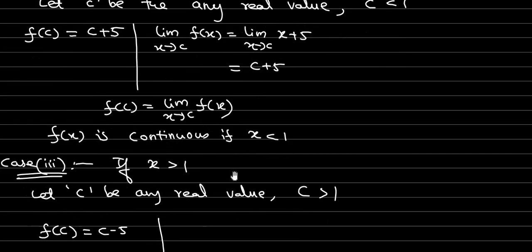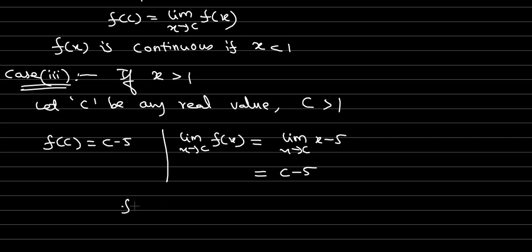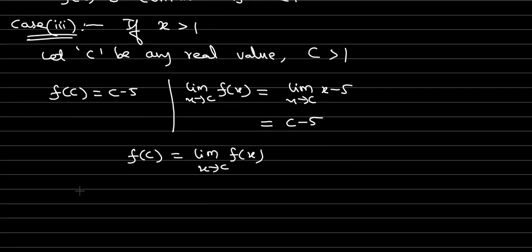So the left hand limit and right hand limit combined we can find now. Limit x approaching c, f of x. What is f of x? The second function, that is x minus 5. Replacing f of x with x minus 5 and applying the limit, we get c minus 5. Now from this we can say f of c and limit x approaching c, f of x are both the same. So we can conclude f of x is continuous if x is greater than 1.